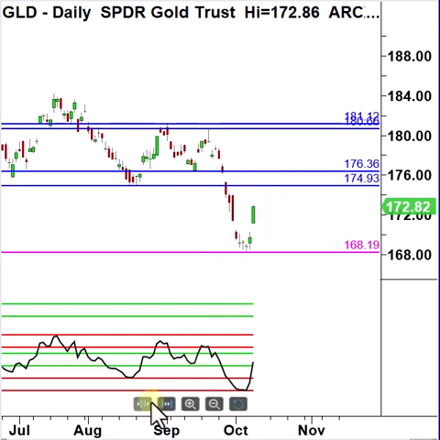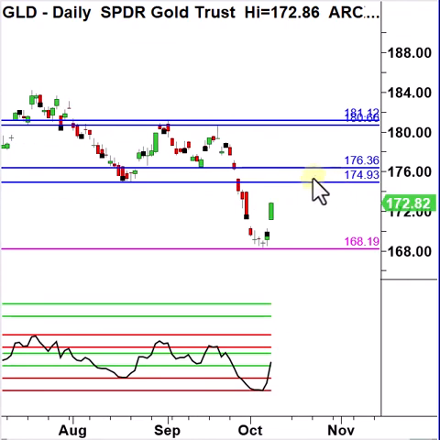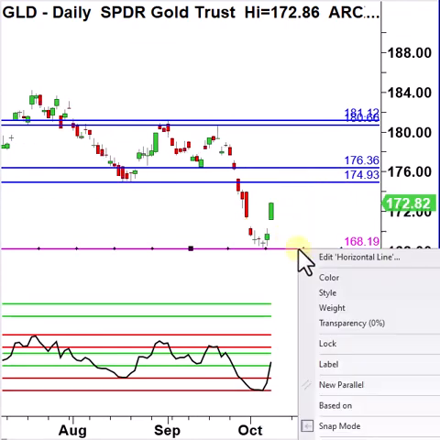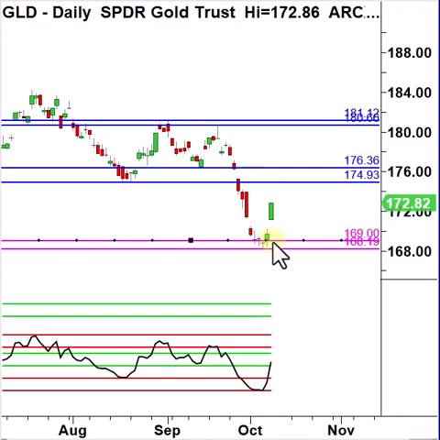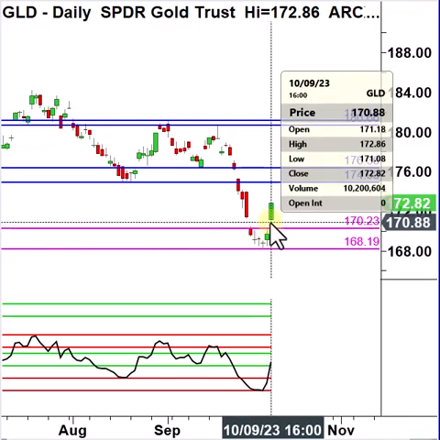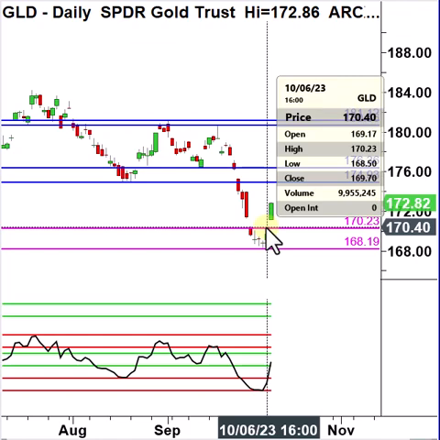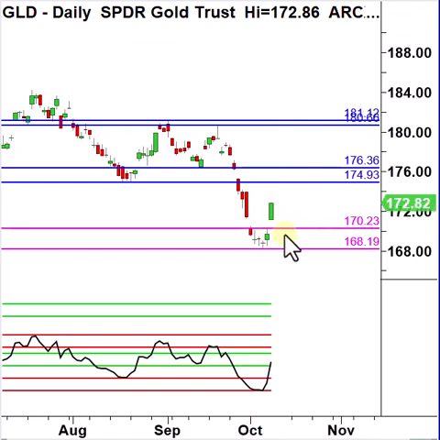On the flip side, if prices do come into this 174 area and potentially turn lower, there's now an entire area here, this gap that's formed that provides support. And so the low of that gap is 170.23. And that would have to be reclaimed by bears before revisiting 168.19.